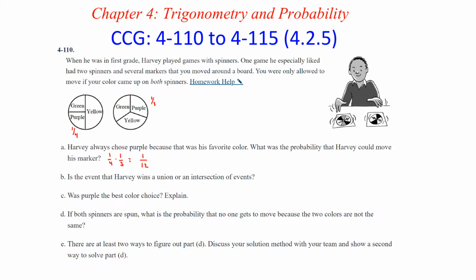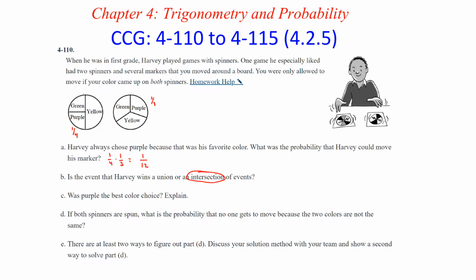Is the event that Harvey wins a union or an intersection of events? This would be an intersection of events. It has to happen for both of them. It has to land on purple for both for him to be able to move his marker.